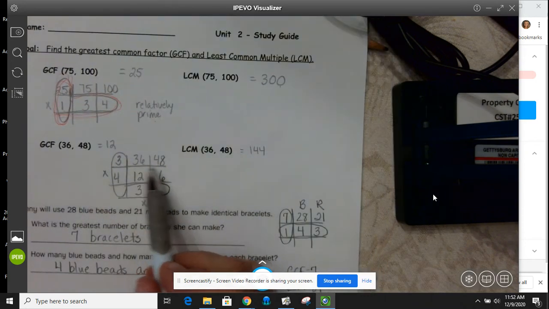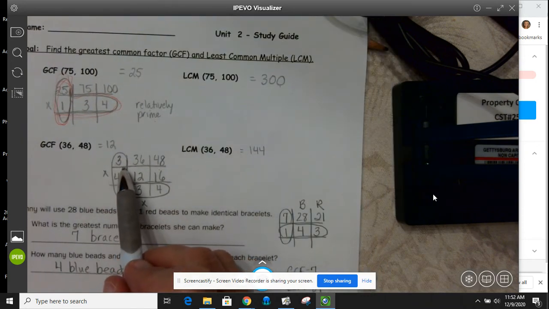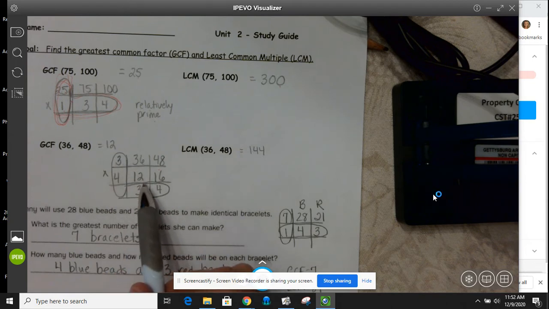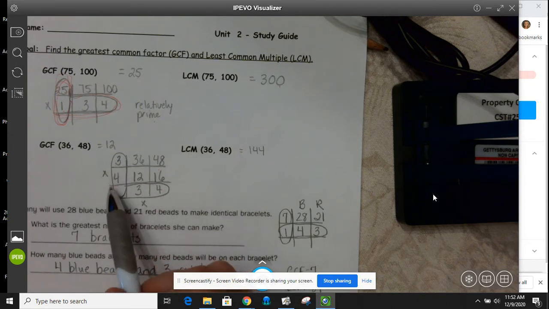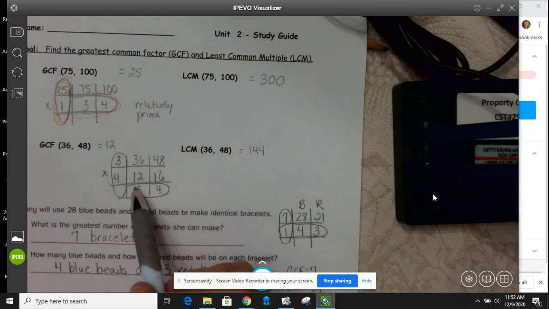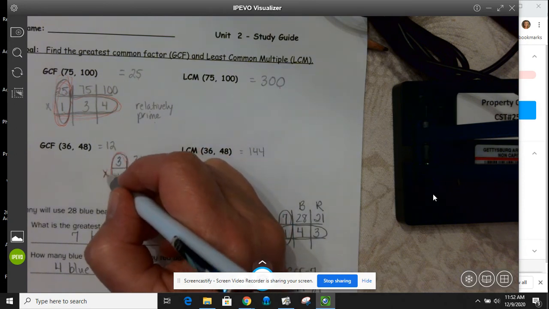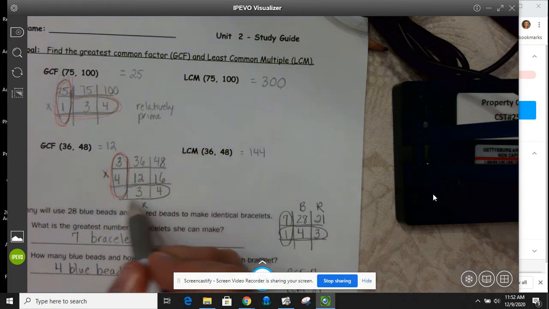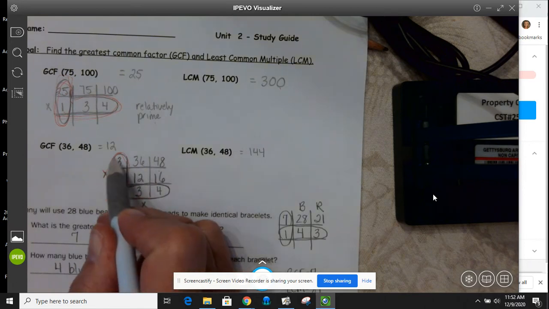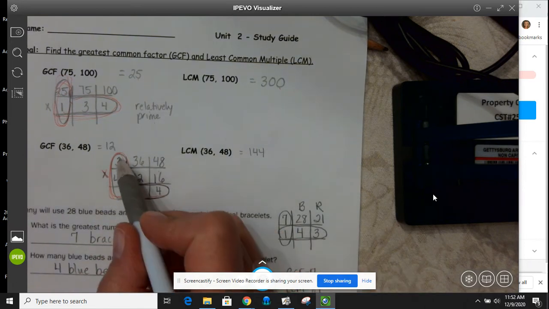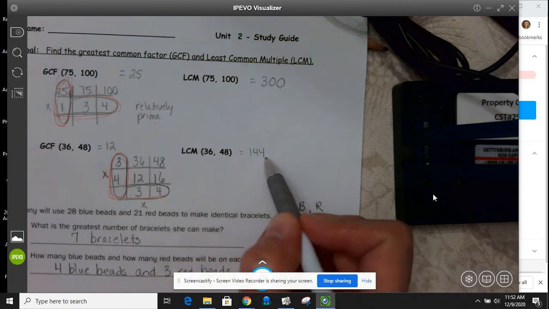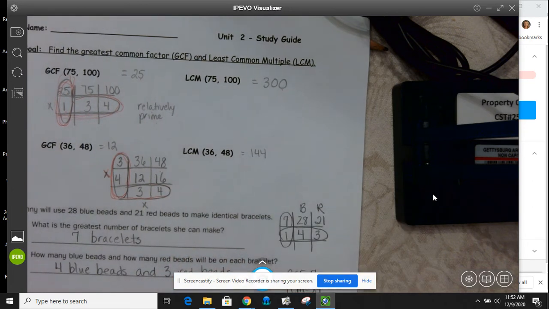Down here, 36 and 48, I divided by 3 intentionally so I can get more factors. And then I got an answer of 12 and 16, which is divisible by 4. And I ended up with 3 and 4, which are relatively prime. So my GCF is my first column. I multiply and I get 12. Then I circle these and I make my L shape and my least common multiple. If I take 3 times 4 times 3 times 4, I get an answer of 144.